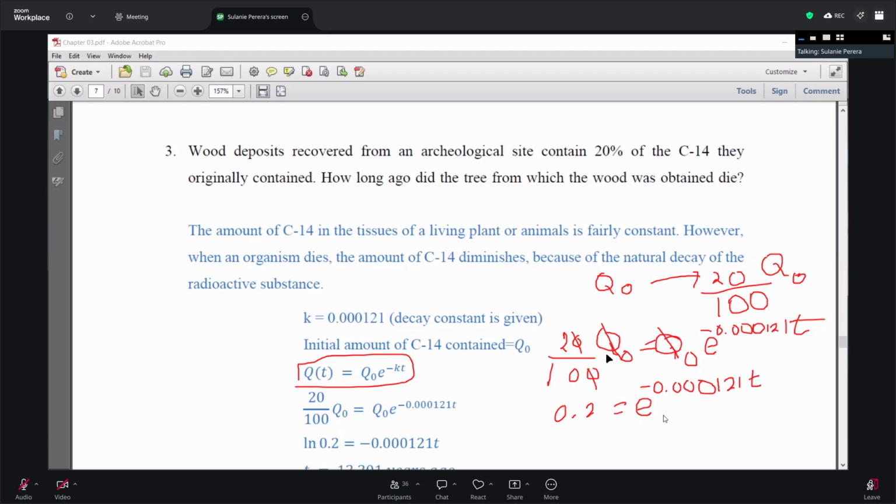Now to remove this, I can take ln, right? So ln 0.2 equals minus 0.000121t times ln e. So ln e is 1. You can find t. So t will tell you how long ago it died. So do this and find t. And if you have any questions, please ask.